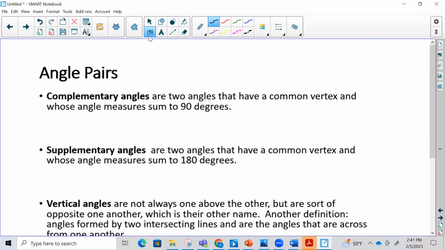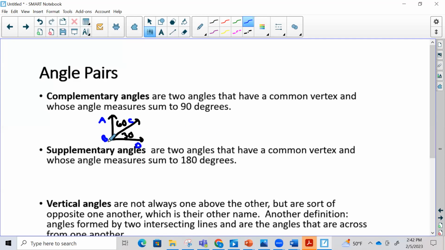But then we have angle pairs. There are three types: complementary, supplementary, and vertical. Complementary angles are two angles that have a common vertex and whose measures sum to 90 degrees. So we would have a right angle, and then two angles, and we could say this is 30 degrees and this is 60 degrees. Those would be examples of complementary angles.